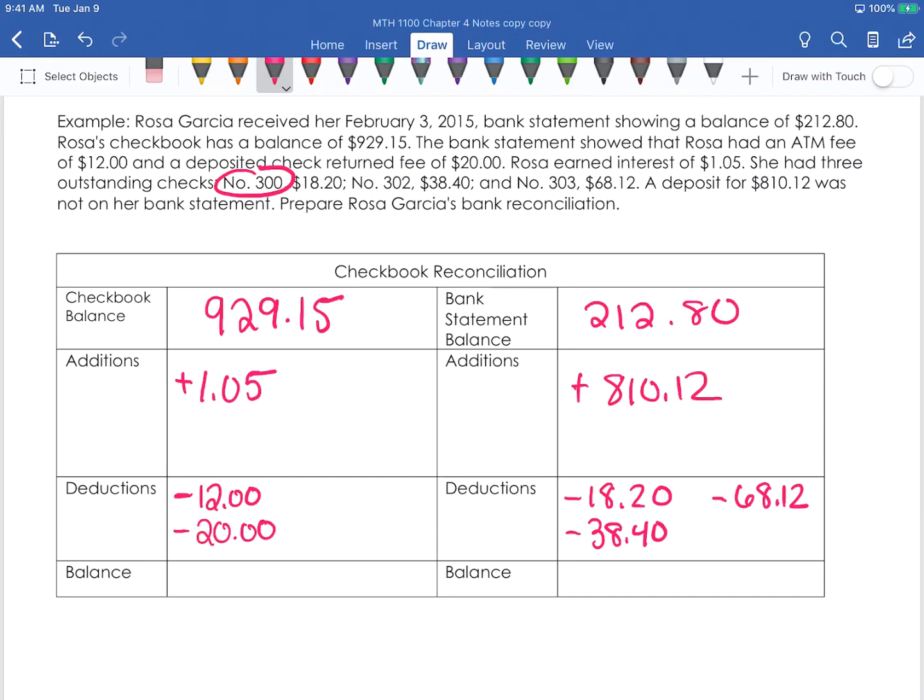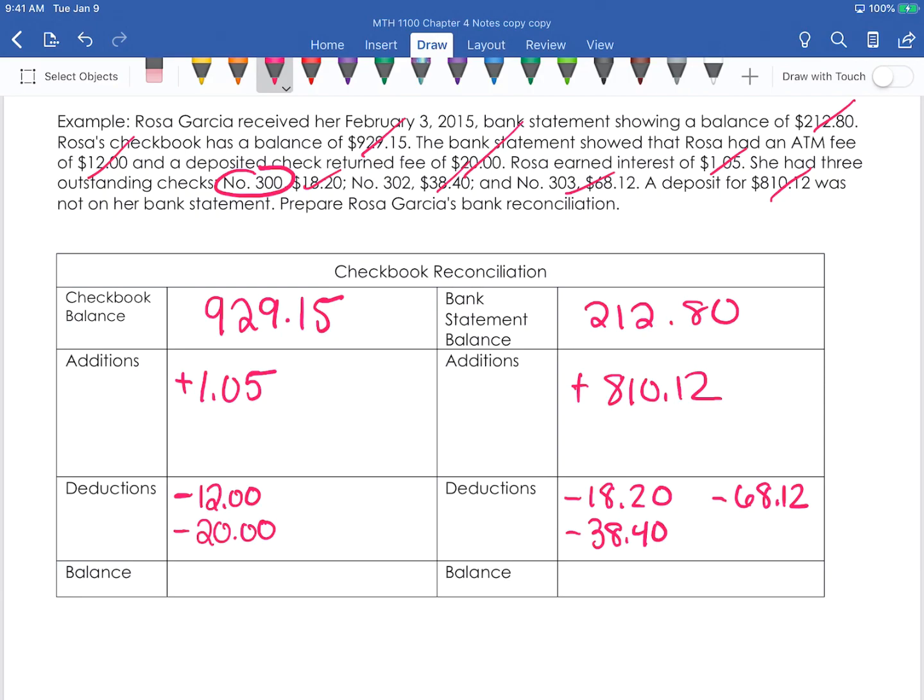And we're going to prepare Rosa Garcia's bank reconciliation. One thing I would suggest, again, because these are the mistakes that I'm making, so I'm assuming that you guys are going to occasionally make the same mistakes that I make. Sometimes when they give you all this information, it's easy to miss a number in all those words. So I would go through and kind of cross them off as you use them so you know you didn't miss anything. Make sure you got everything in there.